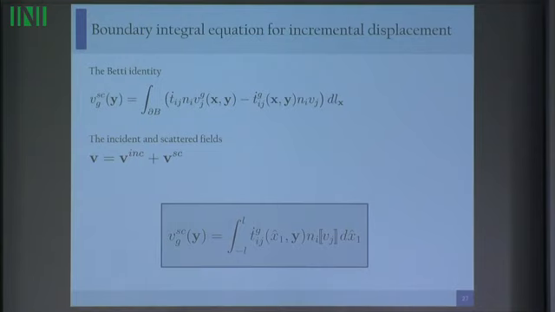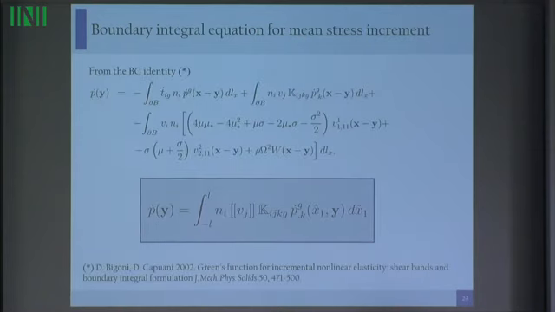We are in an incremental elasticity context, but the Betti identity looks almost like the usual one, and based on this condition we derive the boundary integral equation for the scattered wave field. The material is incompressible, so we also need a boundary integral equation on the increment of the mean stress, which is the generalization of an equation given by Ladyzhenskaya many years ago. So it looks like this, and we found this almost 20 years ago together with Domenico.